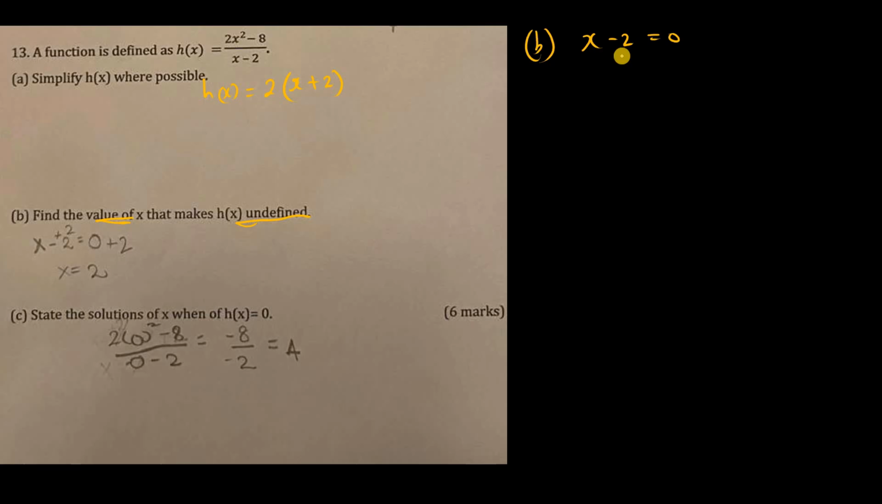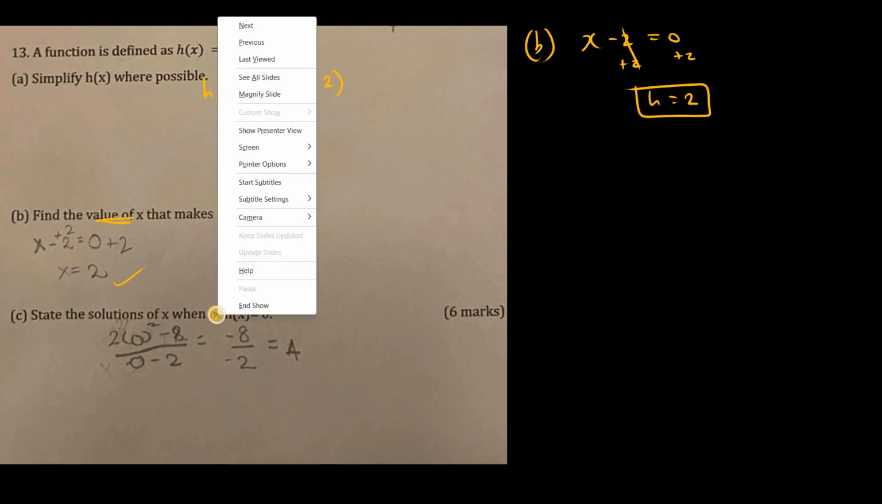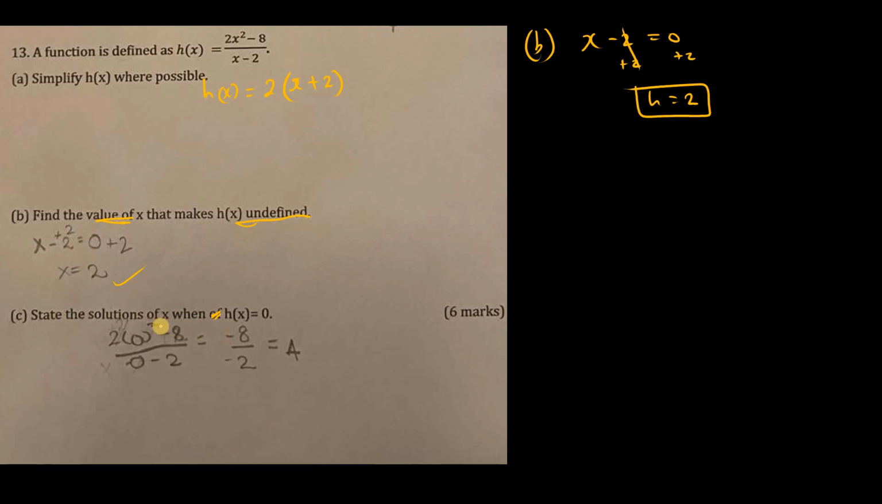It will be 2. But let's see. If you add 2 to both sides, then we have x equals 2. Okay, so that's correct. Okay, the next one: state the solution of x when h of x is equal to 0. Sorry about this part here. So state the solution of x when h of x equals 0.